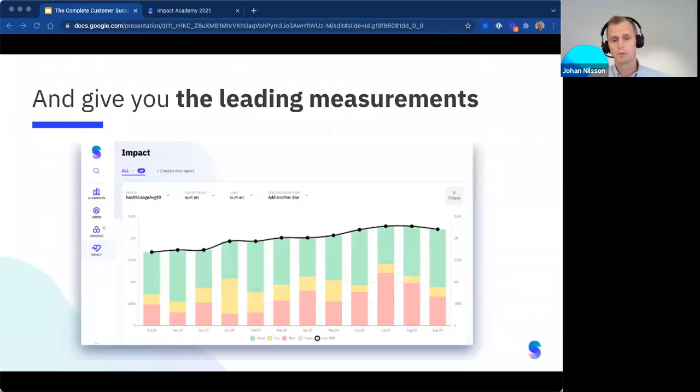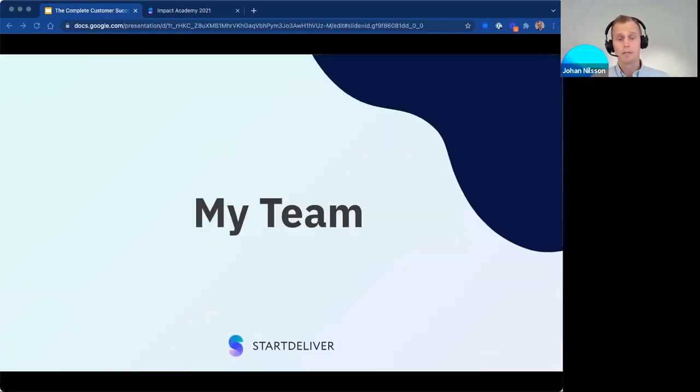And with a great health score, you can also have these leading indicators, leading measurements. Are we on the right track? With more and more green customers, we will have a good retention rate and a low churn. With more and more red customers, we need to turn things around, otherwise our churn rate will go up. So that's a little bit on what to measure on a customer. Now we're going to move on to measuring the team.